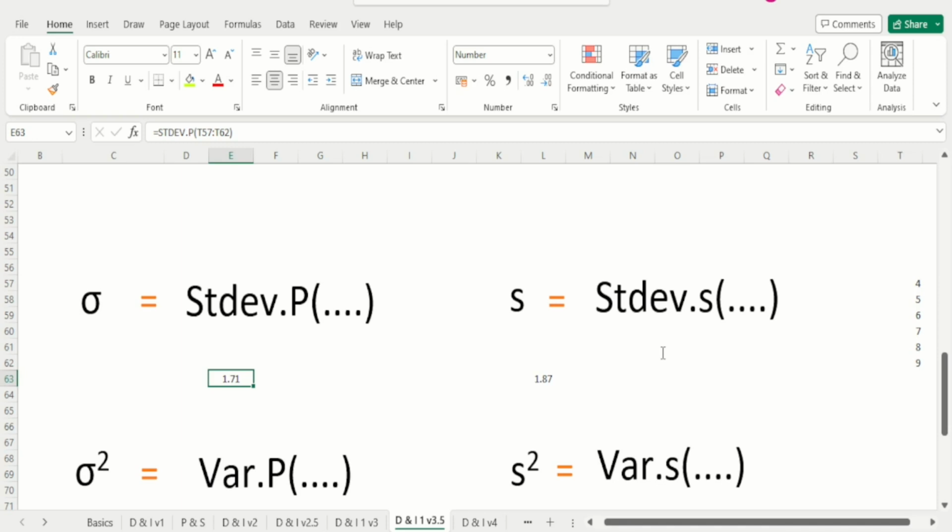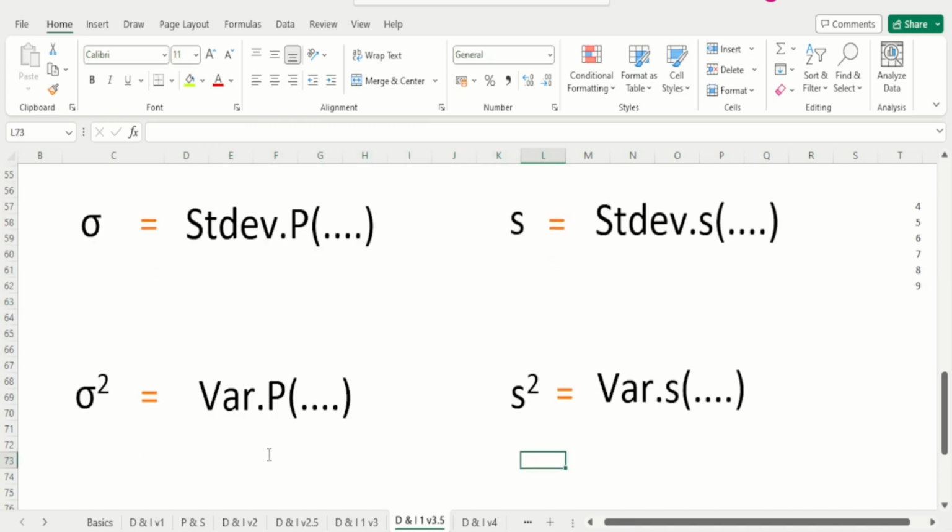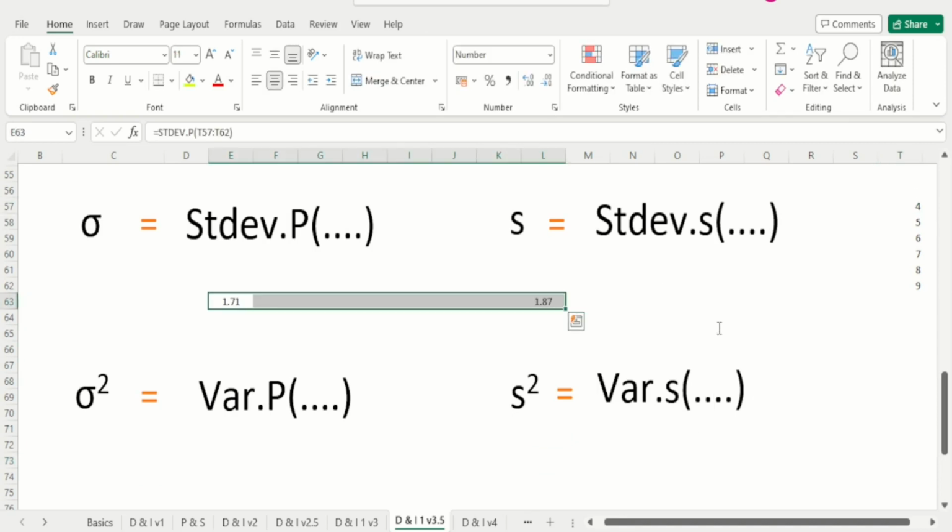It will be a lower value. So that's why it's being exaggerated here as a part of the standard deviation for a sample. All right. Variance works pretty much the same way. You can see the formula is variance.p, and variance.s will help you calculate the variance of this data set right here.